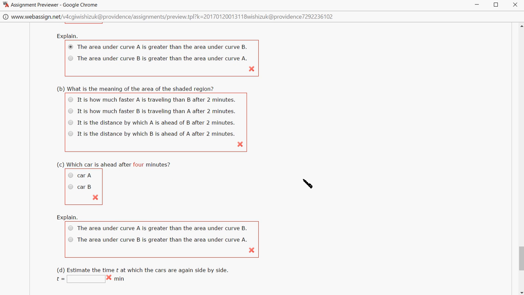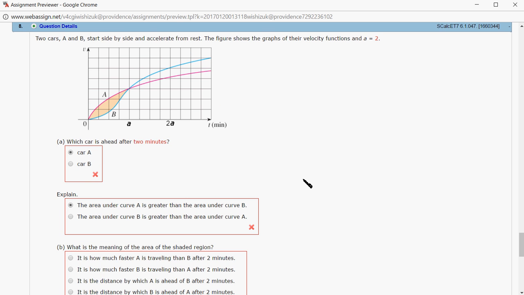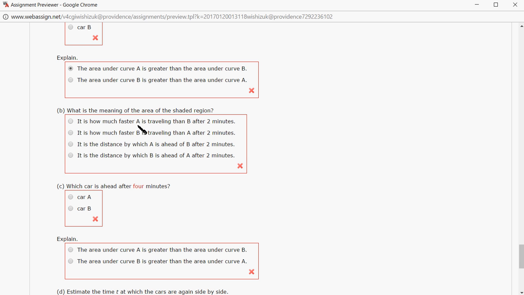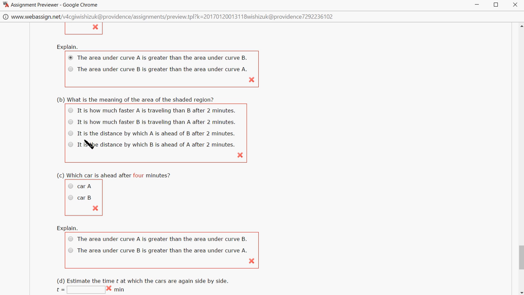What is the meaning of the area of the shaded region? Let's go back to the picture. This shaded region is the difference between the area under A and the area under B. Remember that the area represents distance, so this is the distance between A and B at the 2-minute point. We're not talking about speed, but it is the distance by which A is ahead of B after 2 minutes. So that's the answer.